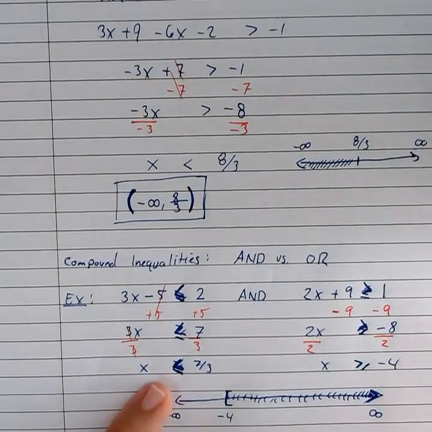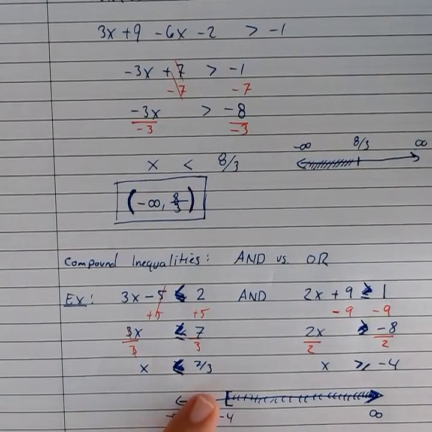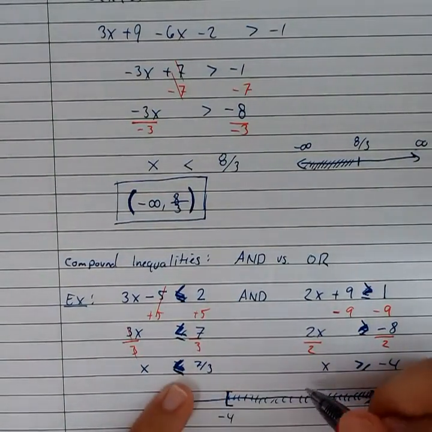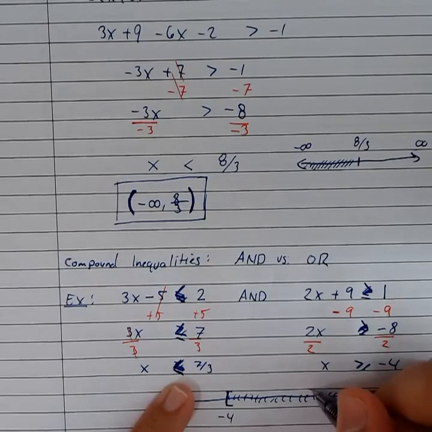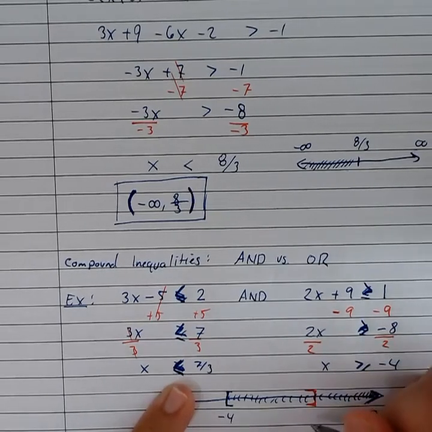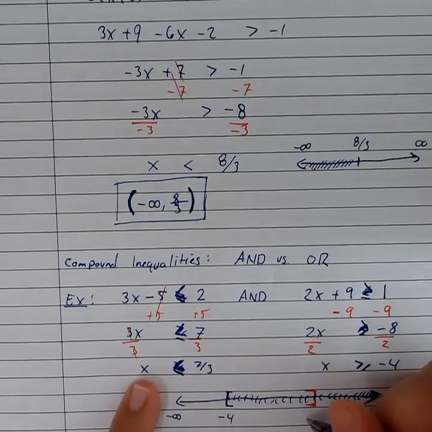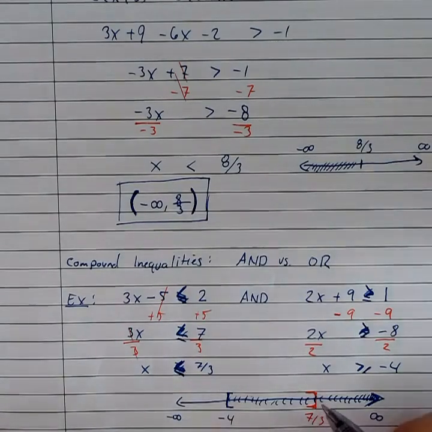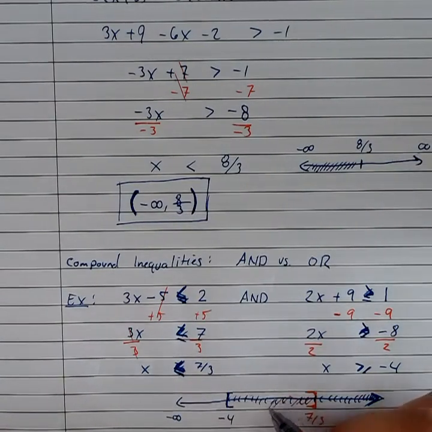Okay, but now this one says I want x to be less than or equal to 7/3. In other words, I don't want to go past 7/3 to the right. I'm going to say from 7/3 on to negative infinity to the left. If x is less than 7/3, that means from 7/3, I want all the stuff that's to the left.